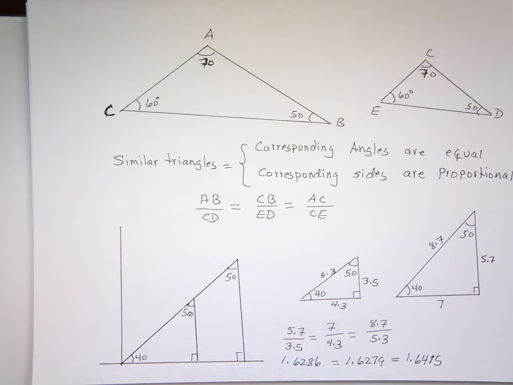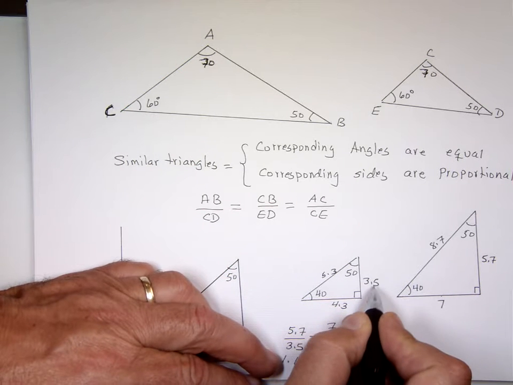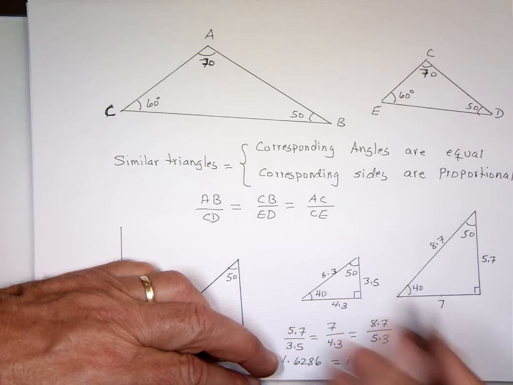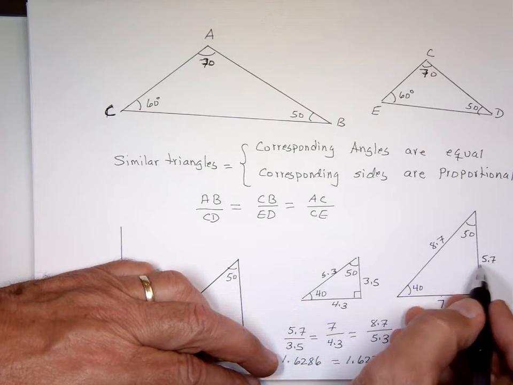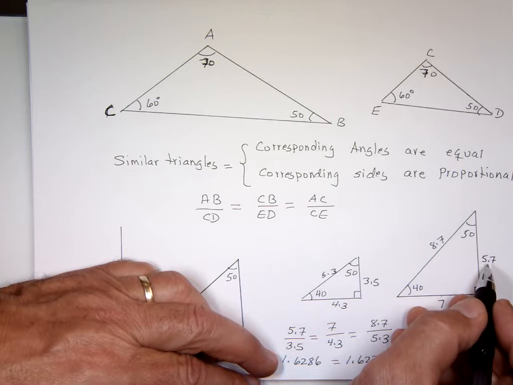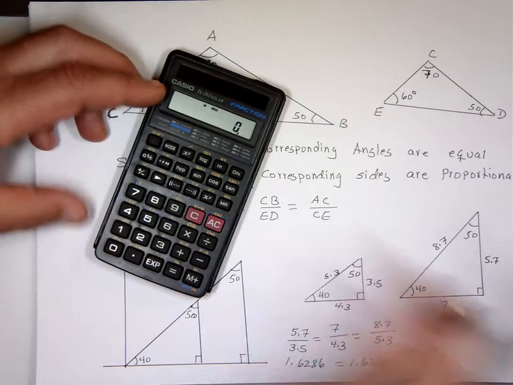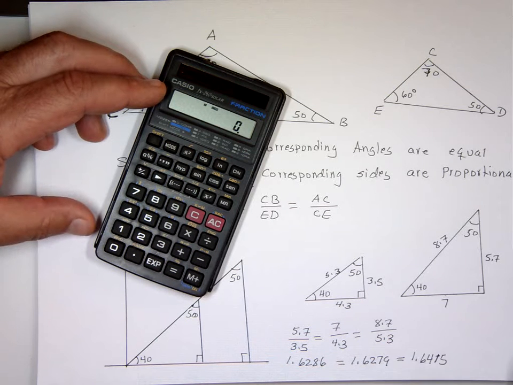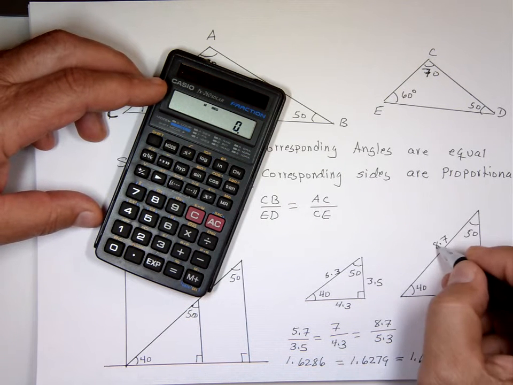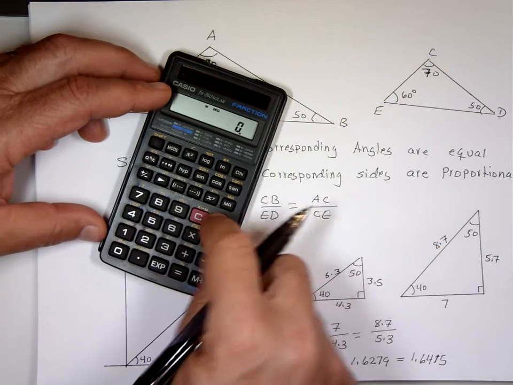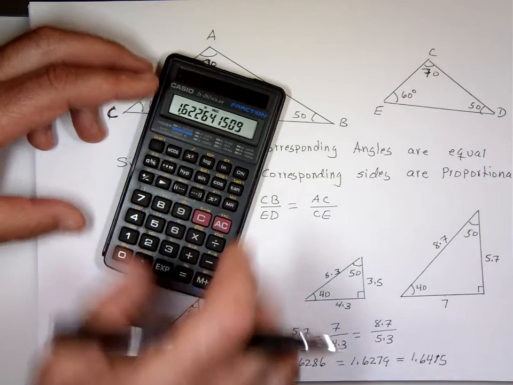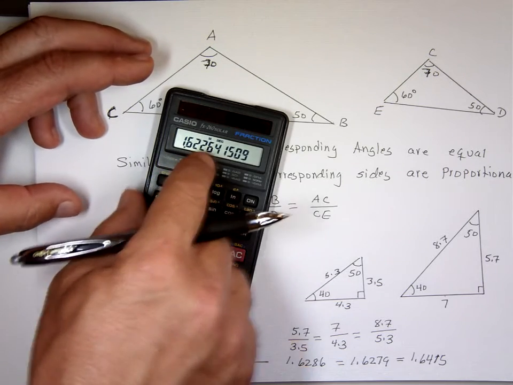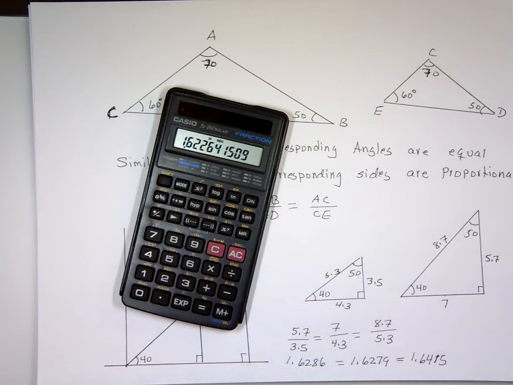Just to show you, if I made this one 3.6 instead of 3.5, or if I made that 5.6 instead of 5.7, just one change. If I made that a 6 here, what's 5.6 over 3.6? The last one, what's 8.6 divided by 5.3? 1.6226. It changes that answer. 1 millimeter off there put me in a different neighborhood.